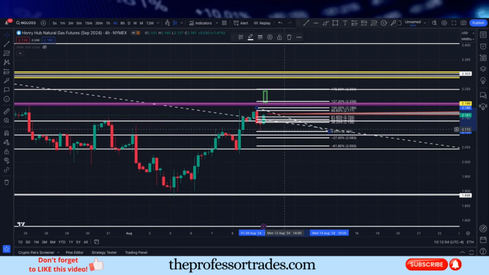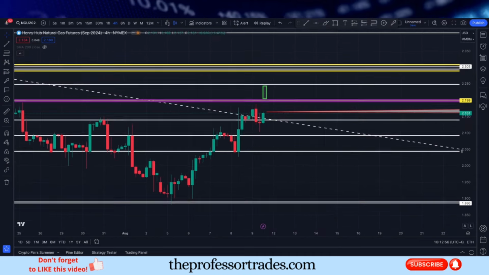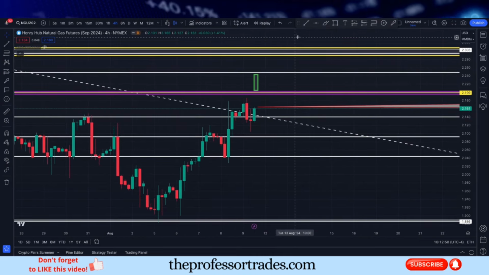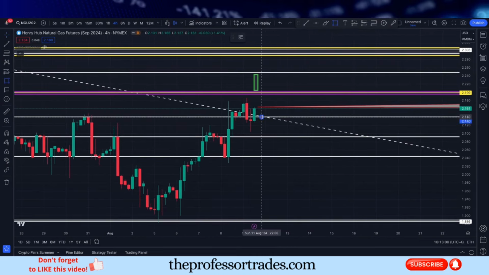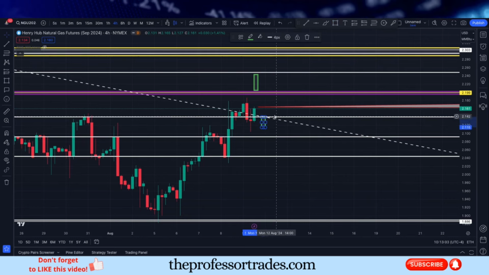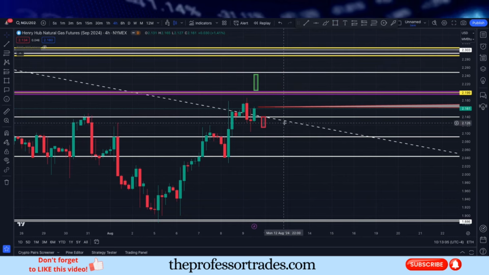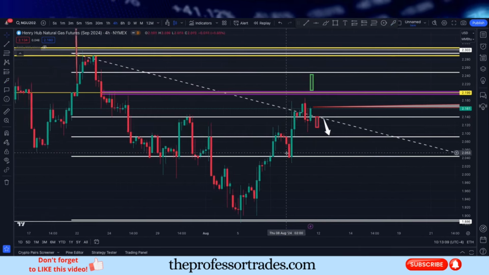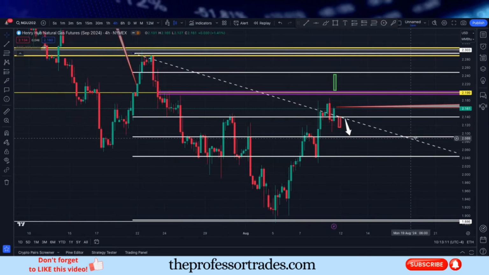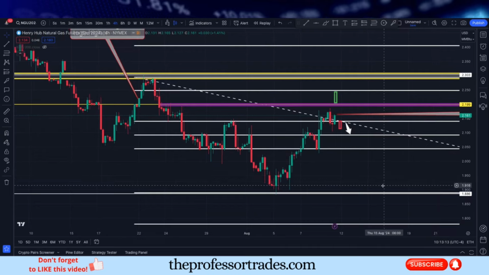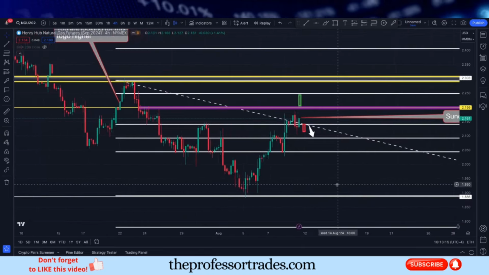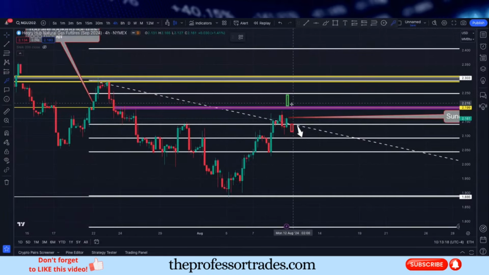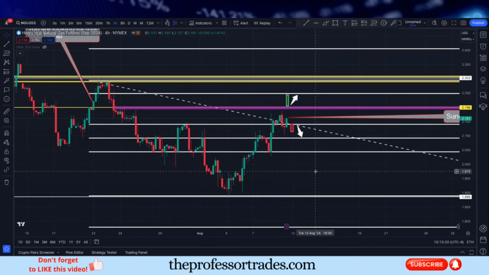So I'm going to remove these fibs, just to make it easier for you. If you get price to close below this level, and I'm going to make this red, then you can expect that we are going to come right back down to our next level. Natural gas is not hard to trade if you don't over lot size and if you trade level to level. So you are looking for one of these two scenarios to play out.